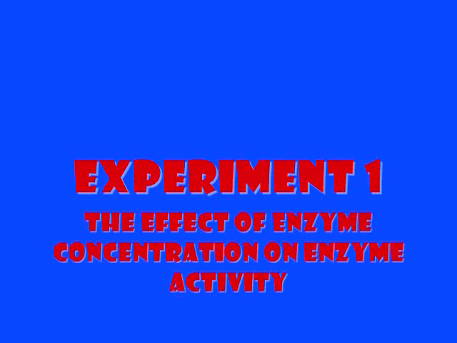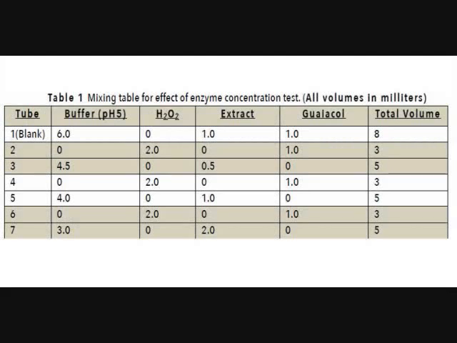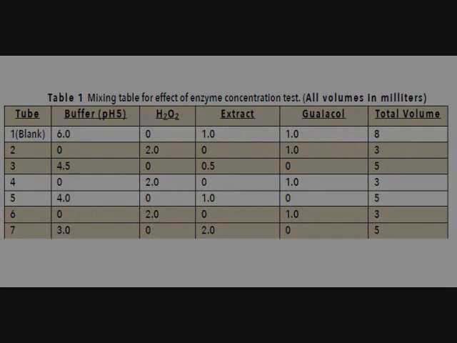Experiment number 1. The effect of enzyme concentration on enzyme activity. Does concentration affect activity? Let's find out. Procedure. Table 1 shows the mixing table for the concentration test. 7 test tubes were filled according to this table. Test tube number 1 is the blank. It was used to calibrate the spectrophotometer.